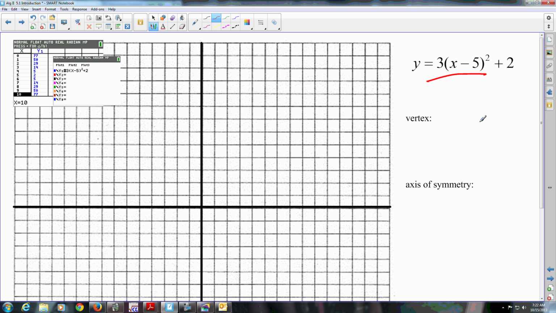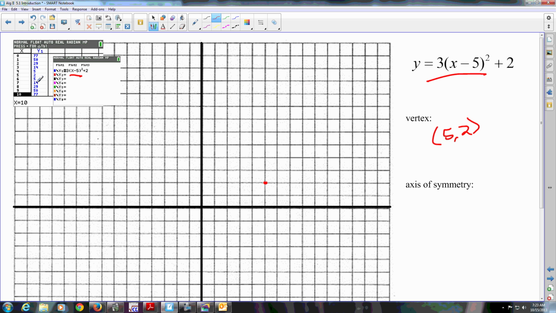I want to graph this thing. The vertex, you can read straight out of it. It's 5, 2. So I can go 1, 2, 3, 4, 5, 1, 2. Put a dot. I've already typed the equation in. Y equals. Here's the table.